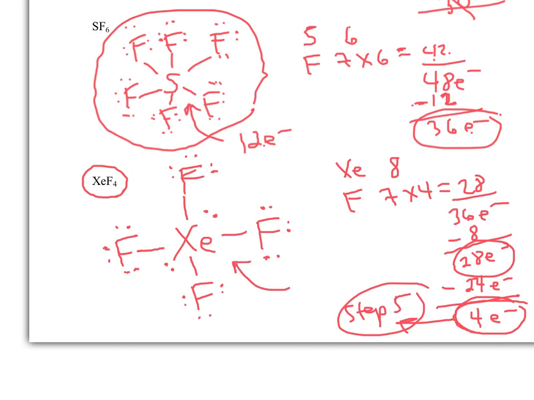So, gosh, how many valence electrons do I have around my xenon? Well, you have the 8 that were a part of the original 4 covalent bonds, plus 4 more. There's my expanded octet. And is this allowed? 2, 4, 6, 8, 10, 12. Is this allowed? Yes, because xenon is at least in period 3 through 6.